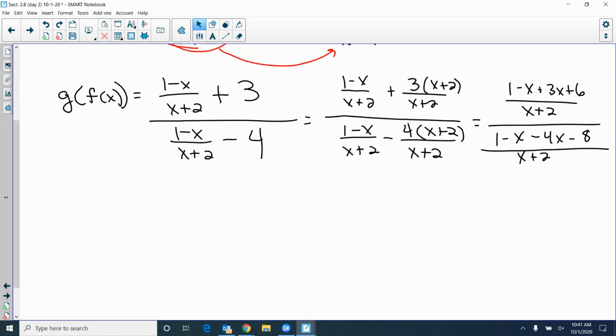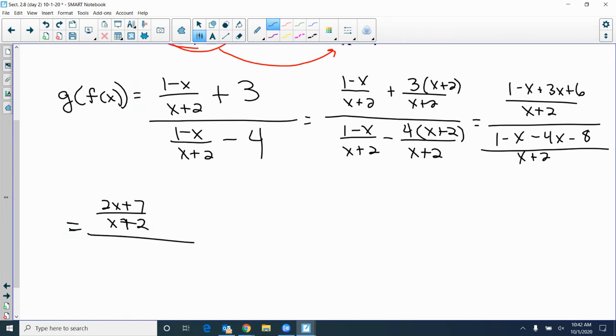Simplify each numerator. What do we get then? I get 2x plus 7, right? Over x plus 2. And then the next one is negative 5x minus 7 over x plus 2.